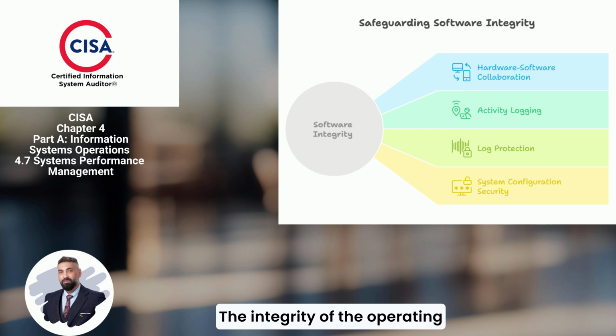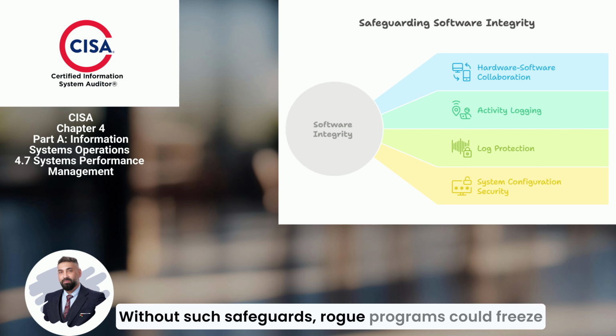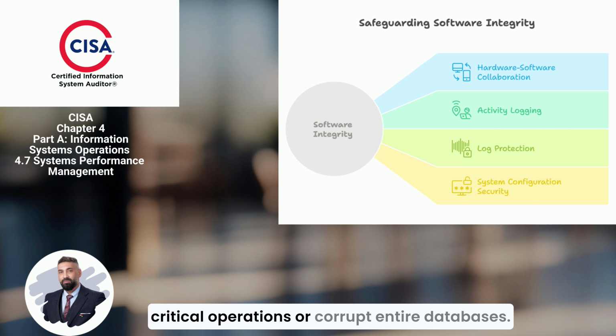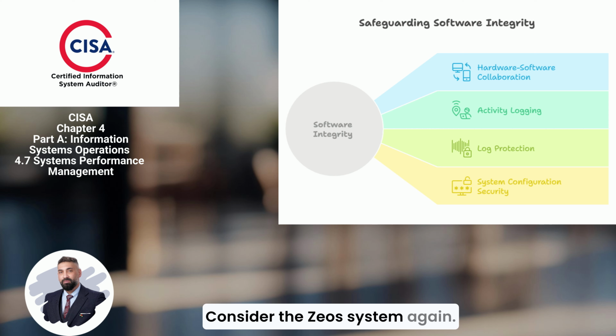The integrity of the operating system itself must be airtight. Hardware and software must work together to block deliberate modification and prevent processes from interfering with one another. Without such safeguards, rogue programs could freeze critical operations or corrupt entire databases. Consider the ZEOS system again.